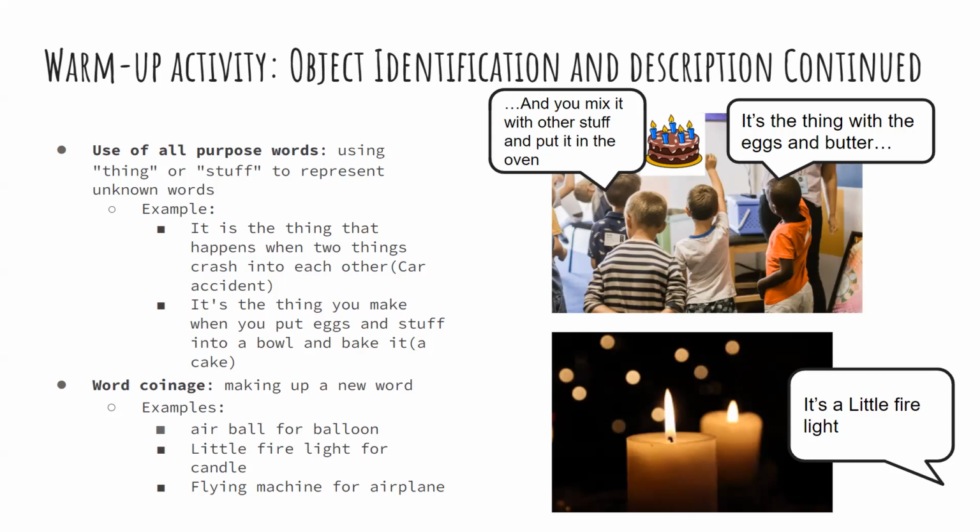Then it's a cake. They can also do word coinage, which is making up a new word. So if they see a balloon on the board and they don't know what balloon is in the target language, they might call it an air ball. Or they see a candle and they say a little firelight. Or an airplane might be a flying machine.